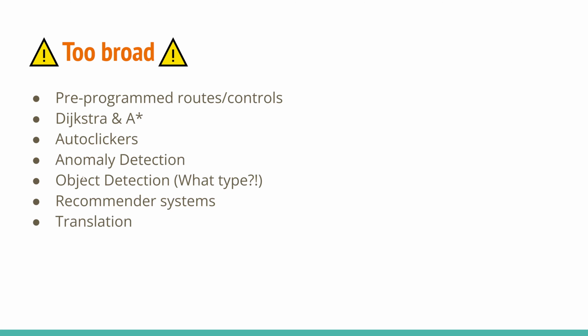Anomaly detection, object detection. What type of object detection? Because there is the one that you think of now modernly, and then there's the one they made back in the 60s, 70s, which was very crude. Recommendation systems like you get on YouTube, Twitter, XYZ, those are also AI, and translation is also AI. So it's too broad. When you say that, I could be giving you something hard-coded, or I could give you something that's actually true to what term you're referring to.